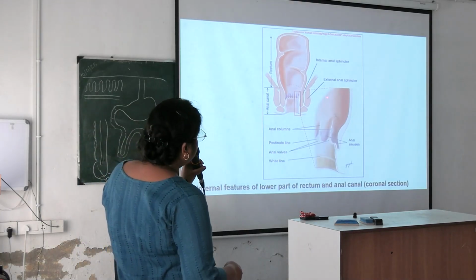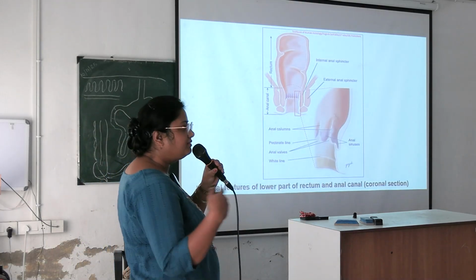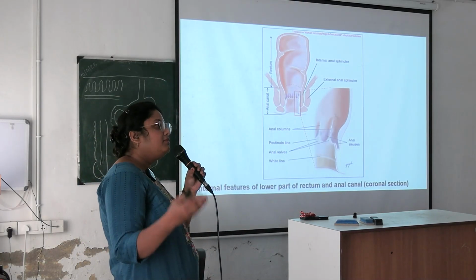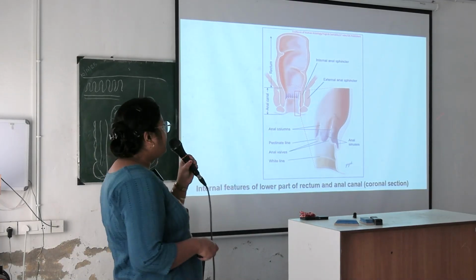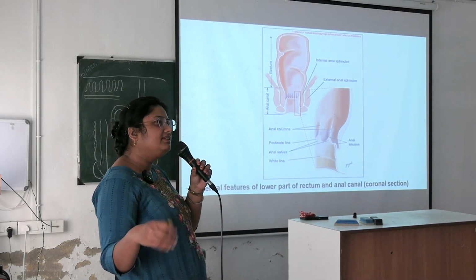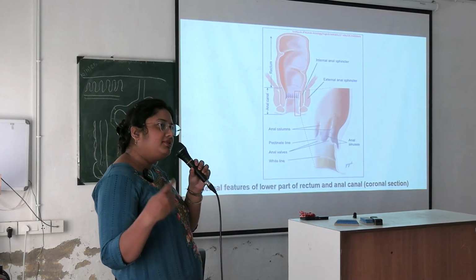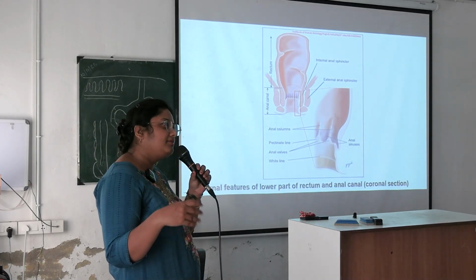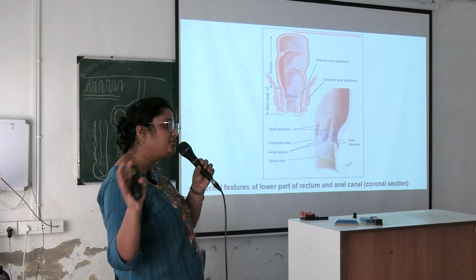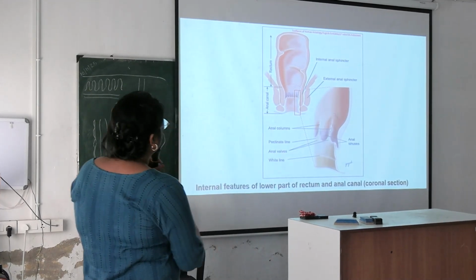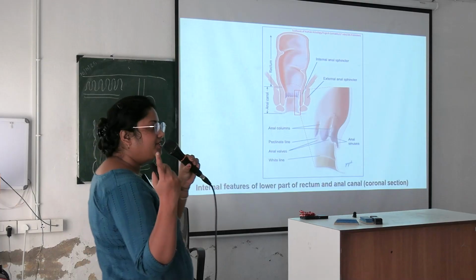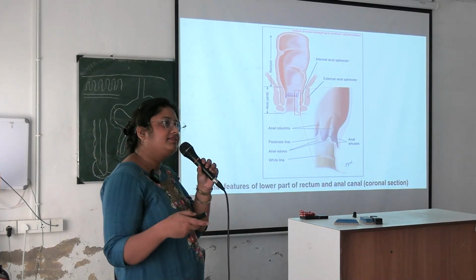Okay, and the internal piles, bleeding from the internal piles is painless because it is supplied by autonomic nerves, and from the external piles bleeding is painful. Okay, because it is supplied by the somatic nerve. Somatic nerve means those nerves supplying the skin. Okay, and autonomic nerves were supplying the different viscera.